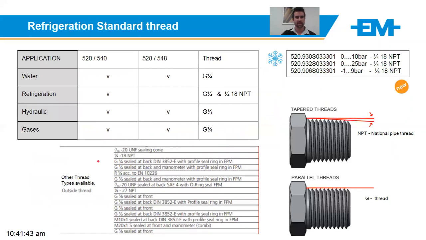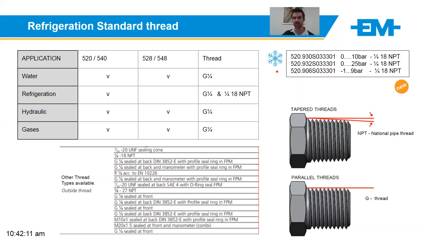So the 520 and the 540 are suited for just about every application, including refrigeration, where the 528 and the 548 are suited for most applications, really besides refrigeration, if you're using ammonias and other refrigerants like that. So for the refrigeration side, we brought in some special transducers because of demand.